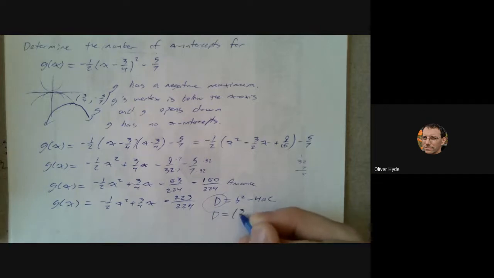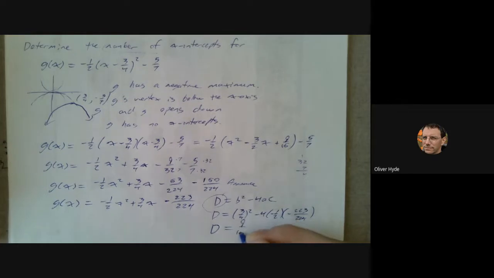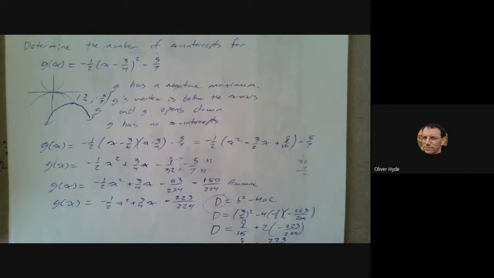That's going to be 3/4 squared minus 4 times negative 1/2 times negative 223/224ths. So my discriminant is going to be 9/16. Let's start simplifying here. I guess that'll be plus 2 times negative 223/224ths. And then I can simplify that a little bit to get 9/16 minus 223/112ths.